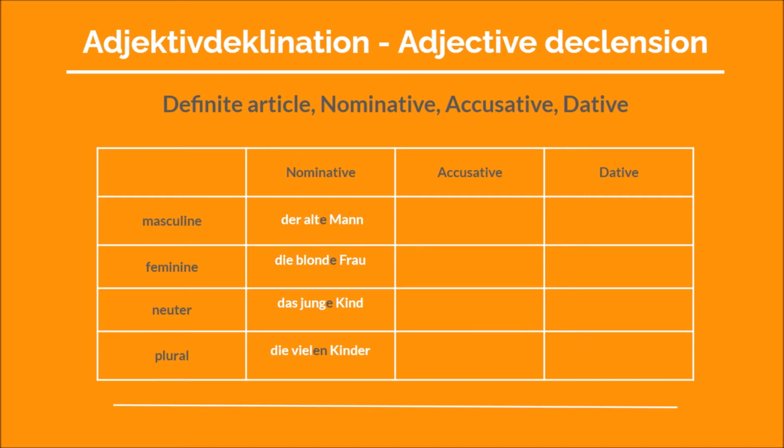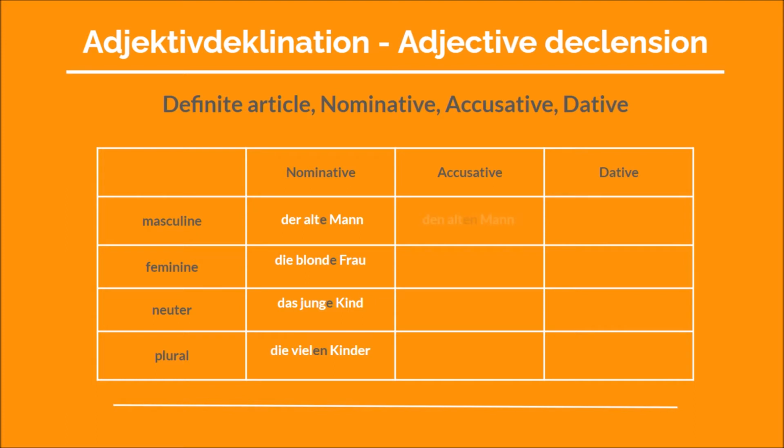We already saw examples for the nominative: der alte Mann, die blonde Frau, das junge Kind, and in plural, die vielen Kinder. So in nominative, the adjective endings are always e in singular and en in plural.